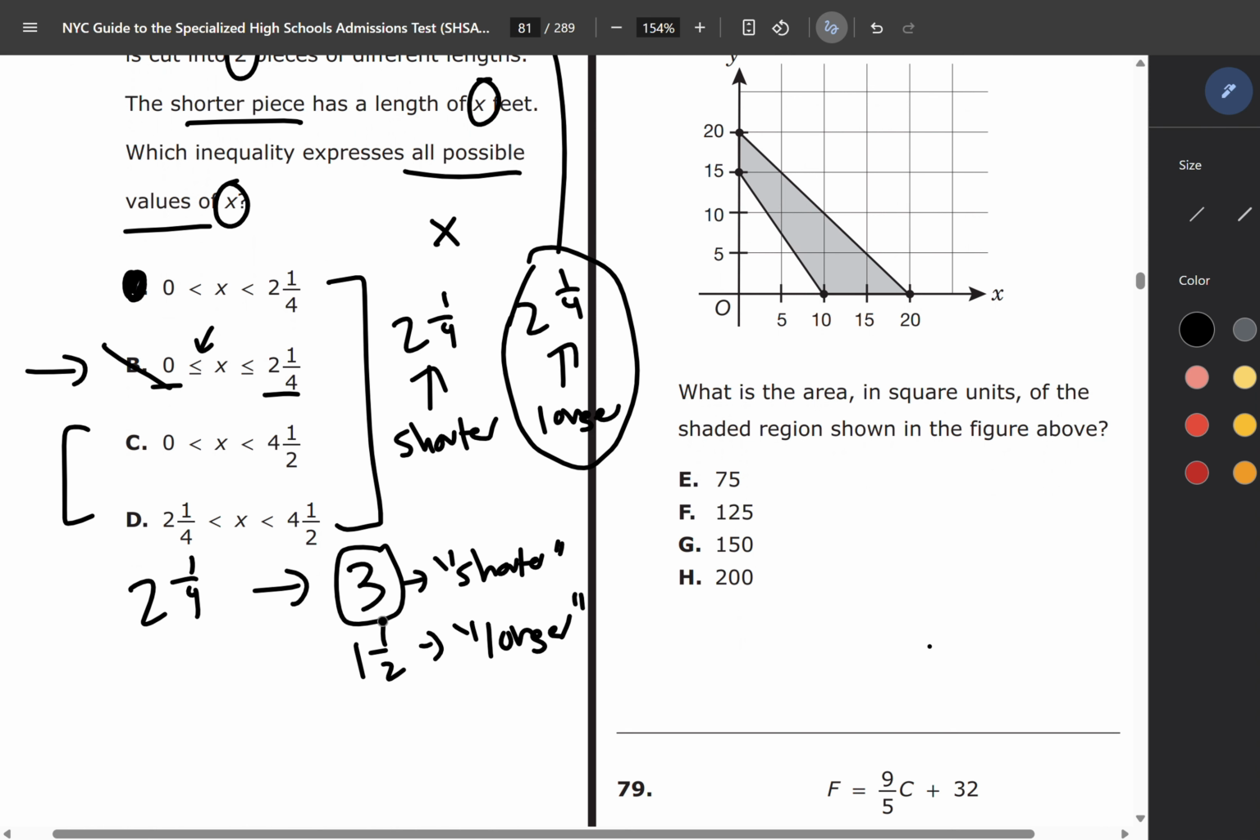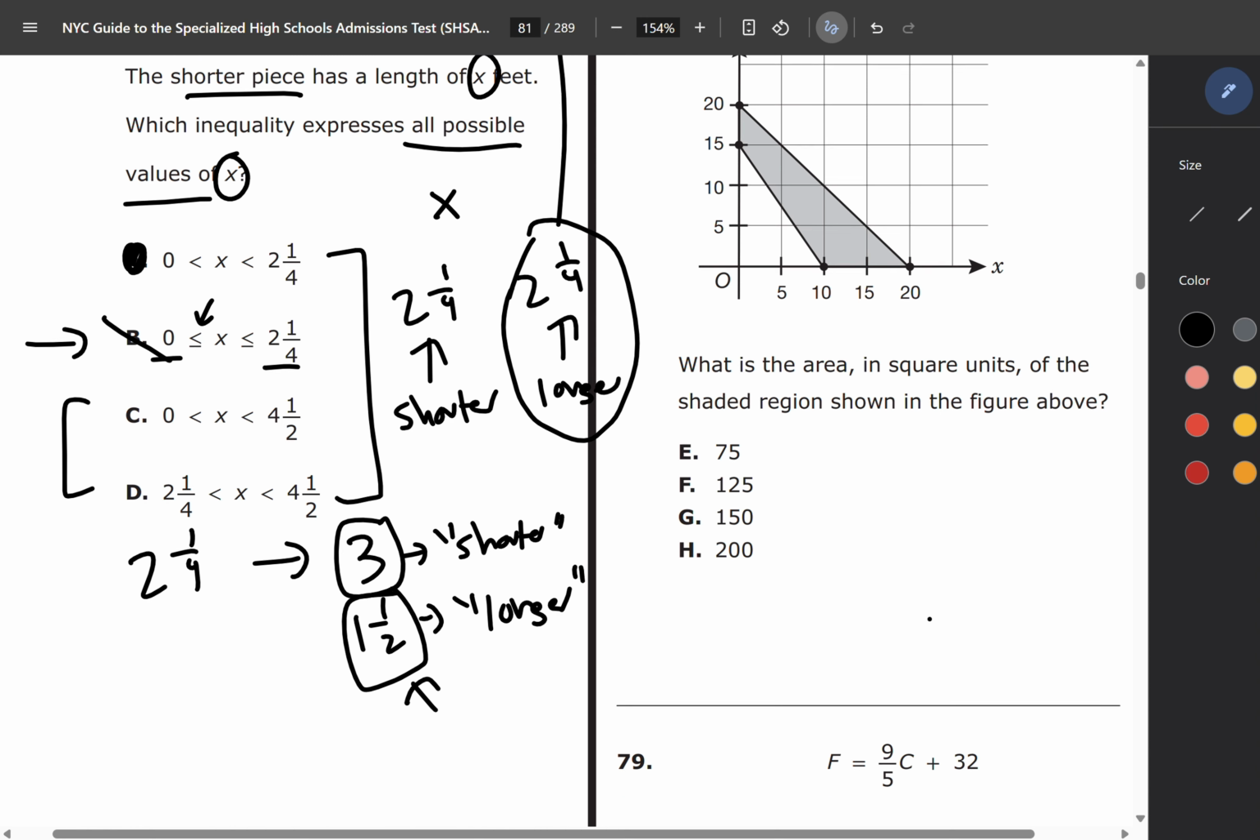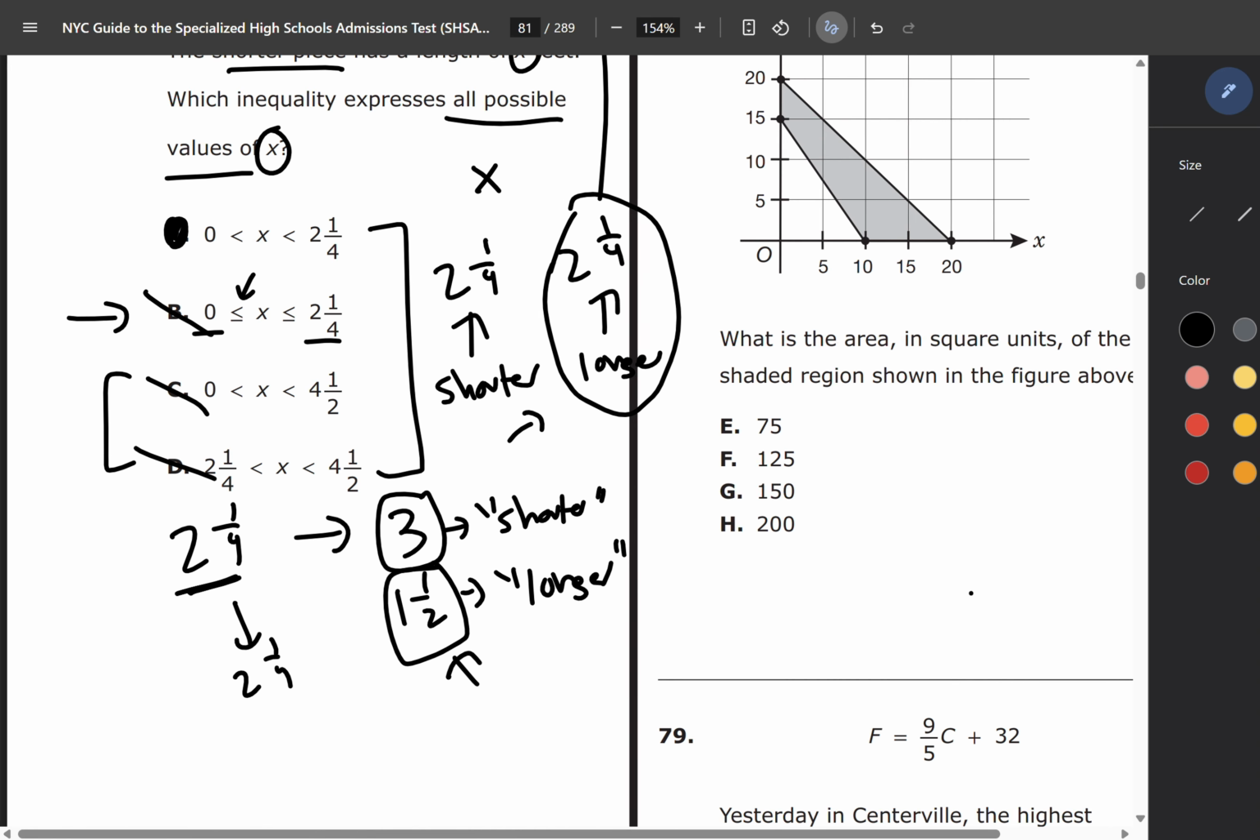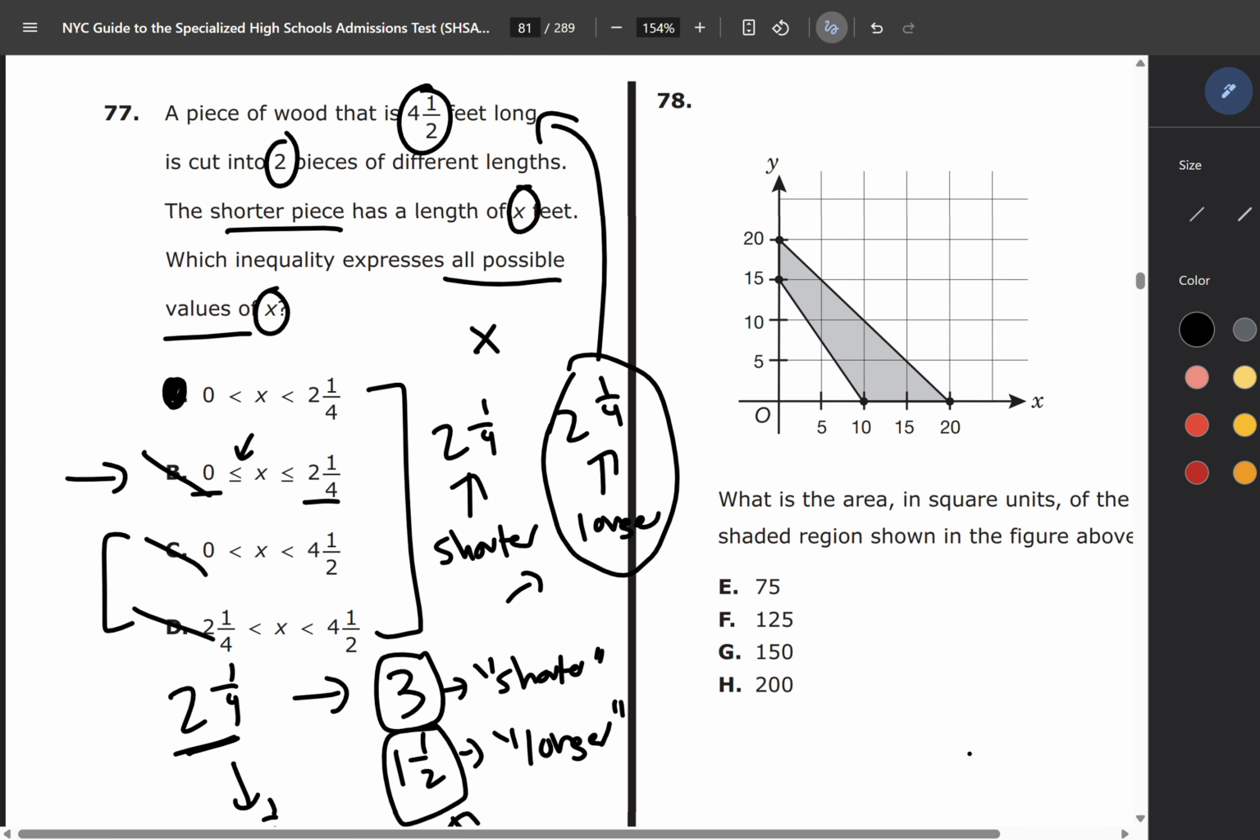Now, I don't know about you, but that doesn't make sense. How can the longer piece of wood have a shorter measure? That doesn't make sense. So we can't have a number greater than 2 1/4. And it can't be 2 1/4 either, because then the other piece would also be 2 1/4, as I explained up here. So we can eliminate C and D because they include numbers greater than 2 1/4 in their range. And that leaves us with choice A.